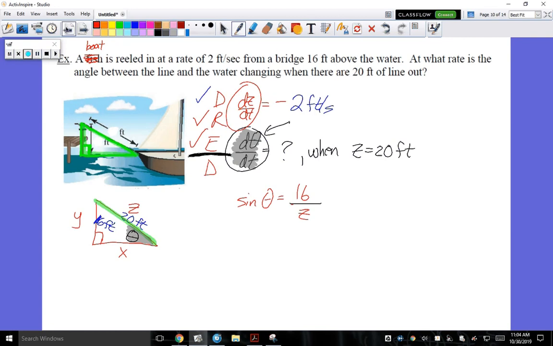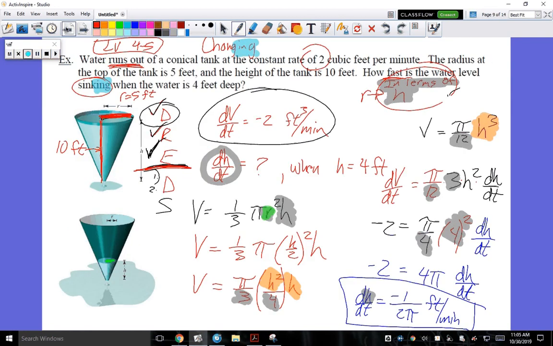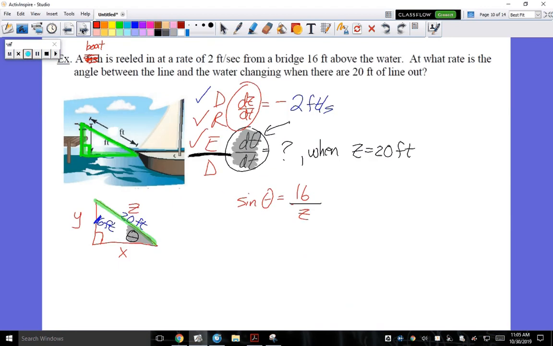Y'all were asking me earlier, is it implicit or explicit? Look at this. This is explicit, even though it's still dV/dt. But I was looking for dh/dt, not the volume. You with me? This one is implicitly given to me because there's not a variable all by itself. But it doesn't matter. Implicit or explicit, my goal is to substitute and solve at the end.